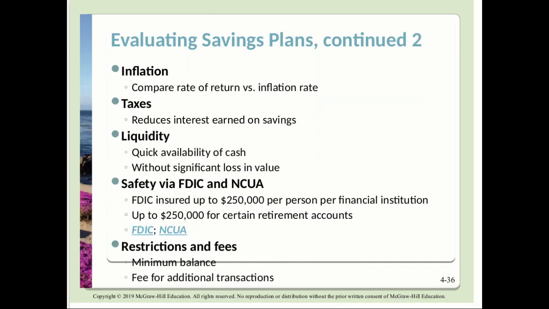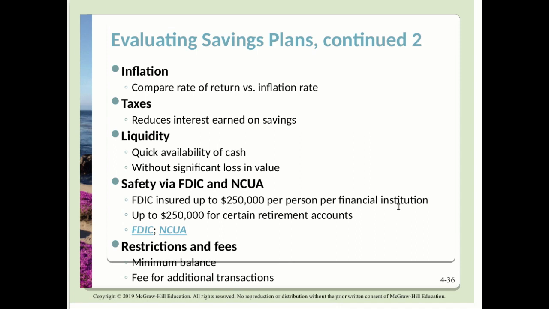When you think about savings plans, you have to evaluate certain things. What kind of inflation is going on? What kind of taxes are you going to have to pay? What kind of safety? The FDIC, if you put money into a corporate bank, is going to protect that. It's insured by the FDIC up to $250,000 per person per bank.